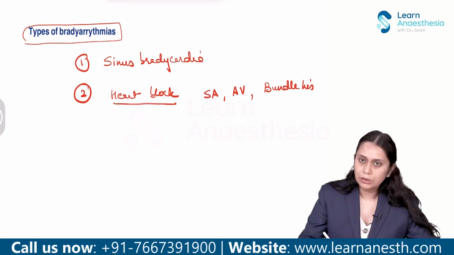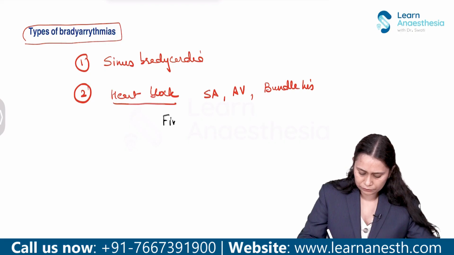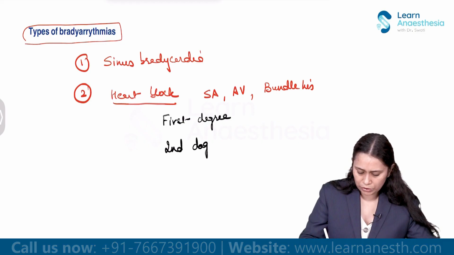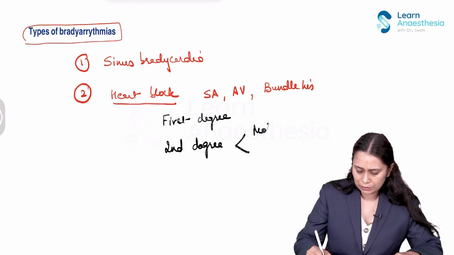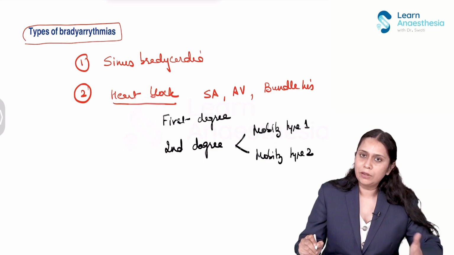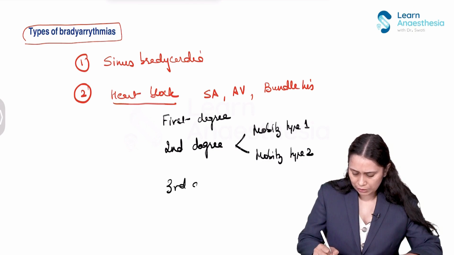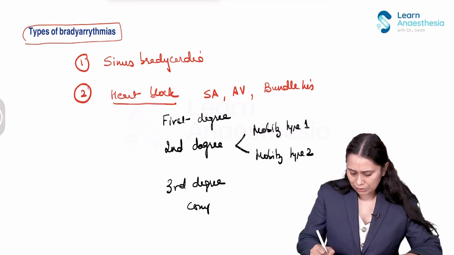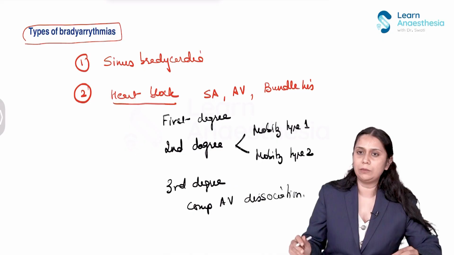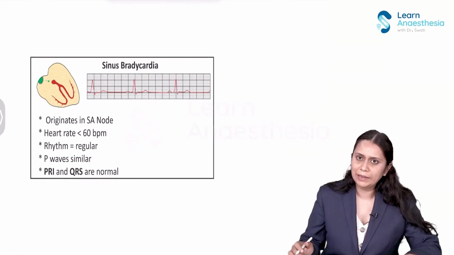Heart block is of three types. The first degree heart block, and second degree heart block, which is of two types, Mobitz type 1 or Wenckebach, and Mobitz type 2. And then we have third degree heart block or complete AV dissociation. So these are the different types of heart block. One by one we'll study. Let us start with sinus bradycardia.